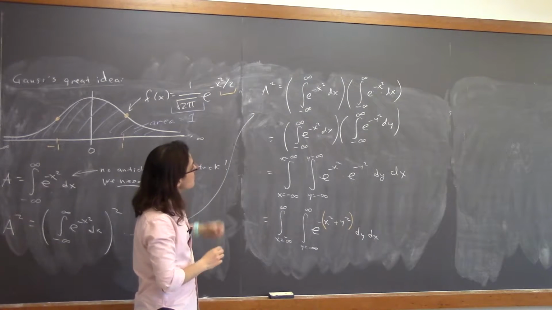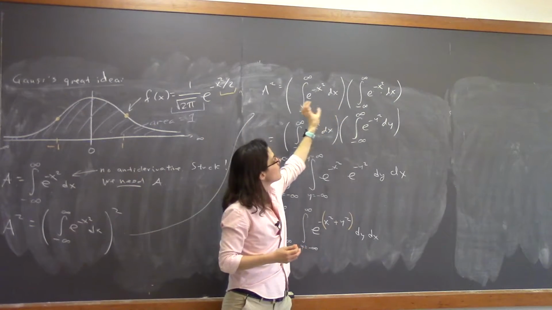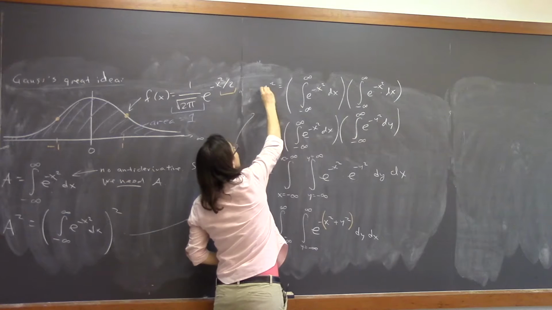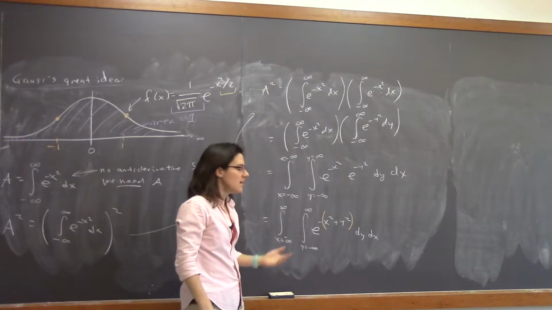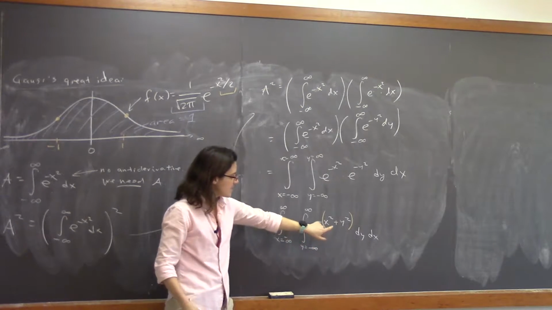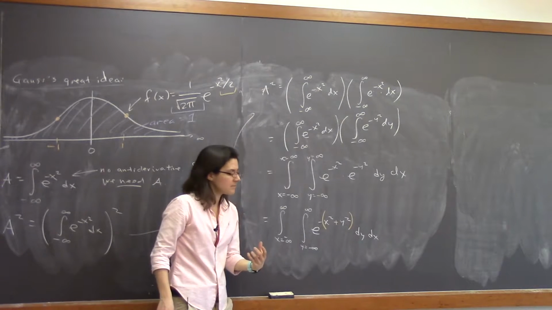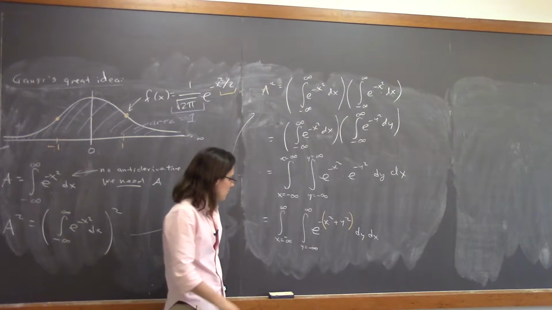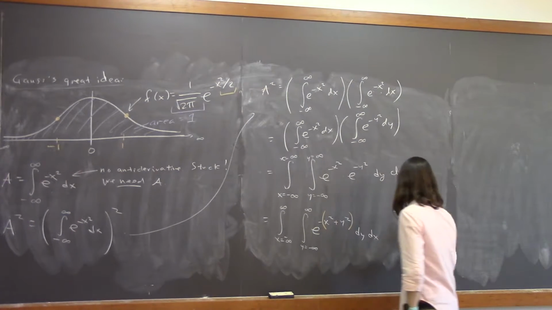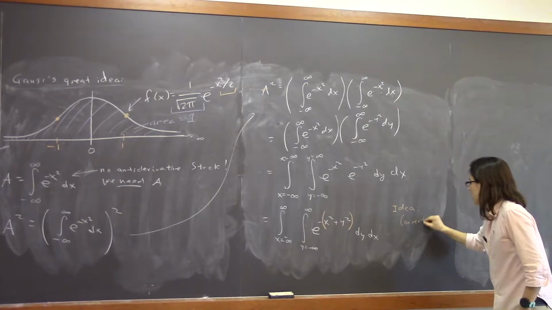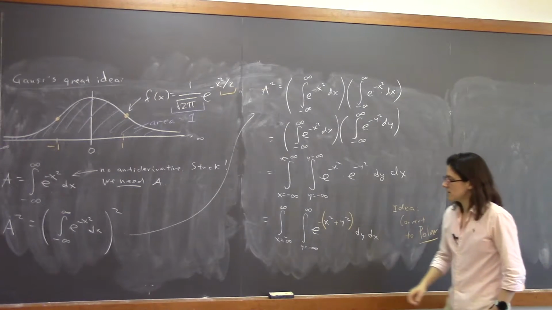Okay, so the first really great idea was to take the square of the thing that we wanted, a squared. And then the second great idea was to put it into two different variables. And now the third great idea is to say, oh, x squared plus y squared. That's r squared. So that's the idea. Convert to polar. Polar coordinates. Okay.